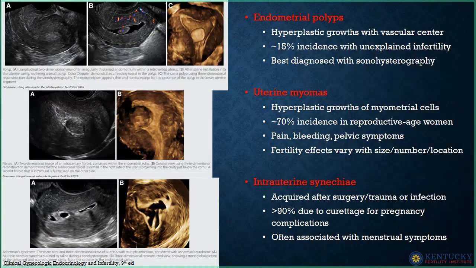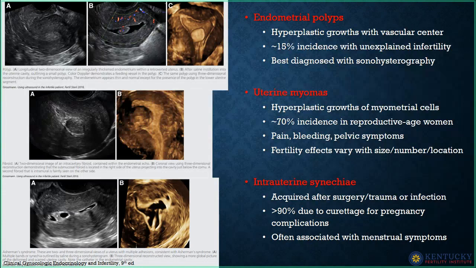Certainly pain is very common, abnormal bleeding, heavy bleeding, intermenstrual bleeding, all very common with that. And there can be a spectrum of fertility implications of fibroids also. We don't always have to remove these, but anything that's distorting the cavity like this will certainly need to be removed. And then this last set of images shows some intrauterine adhesions.